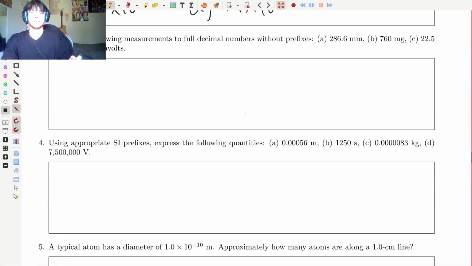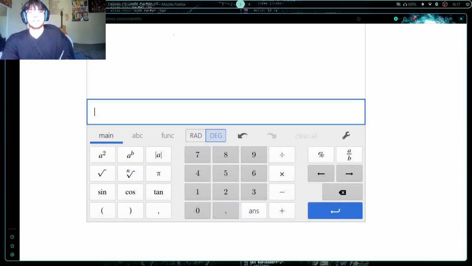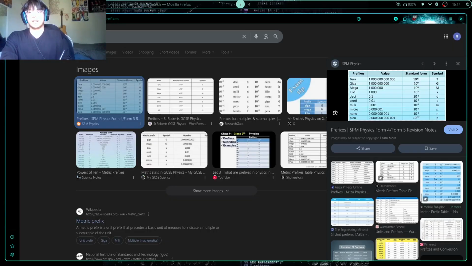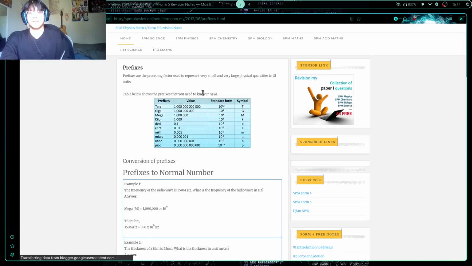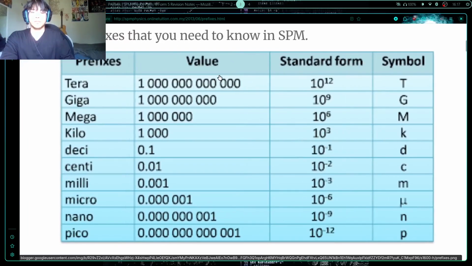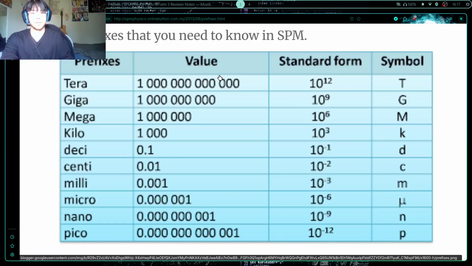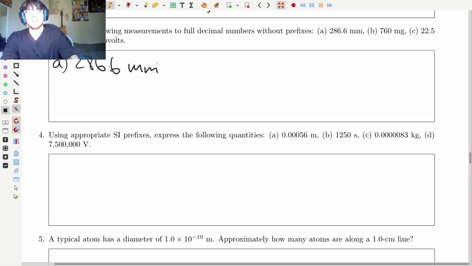Convert the following measurements to full decimal numbers without prefixes. So this question asks us to test our knowledge on prefixes of units. So here we can just use this table, which is given in almost every formula sheet, so you don't have to remember it, but as you do more physics, it just becomes remembered. So we start with A as being 286.6 millimeters.